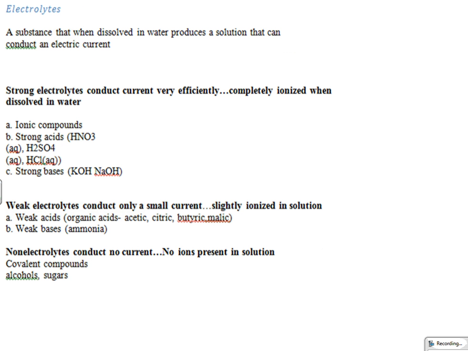Electrolytes. We talked about electrolytes at the beginning of the year. An electrolyte is a substance that when you dissolve it in water, conducts an electrical current. We did this when we were testing the different compounds. An electrolyte would be if you put an ionic compound in solution, it dissolves into ions.